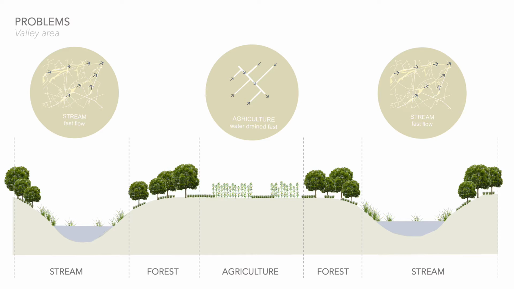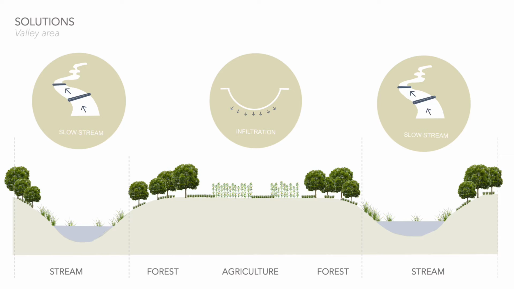The biggest problem in this area is the lack of infiltration. Agriculture drains the water very quickly into the brooks, which means that it cannot infiltrate. Another problem is that the water in the brooks flows too fast and leaves the Campine Plateau very quickly. I would like to solve these problems.